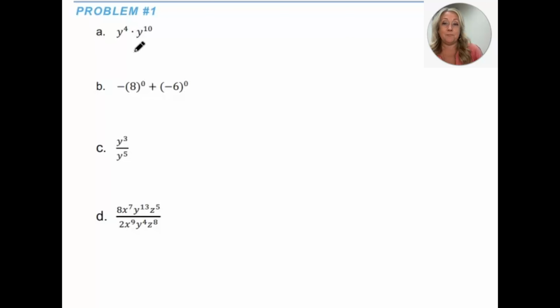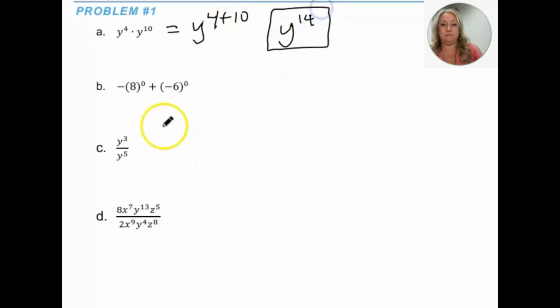All right, so you'll see on part A, we've got y to the 4th power multiplied by y to the 10th power. So when we have something that is connected by multiply, we need to add those exponents together, right? So we're going to have y to the 4 plus 10 power, which really gives us y to the 14th power. All right, let's look at the next one.